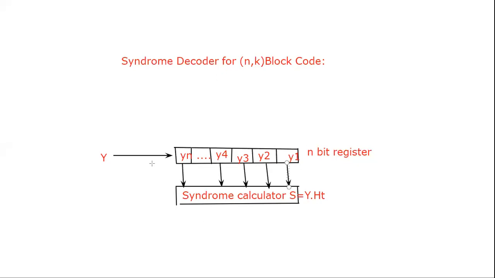With the help of all these things, you will get the syndrome. S is equal to y into H transpose. Right? Now tell me, after getting the syndrome, what is the next step? You have to identify in which row of the H transpose matrix this syndrome is, and depending upon that position, you have to write the error code vector. Is it true or not?